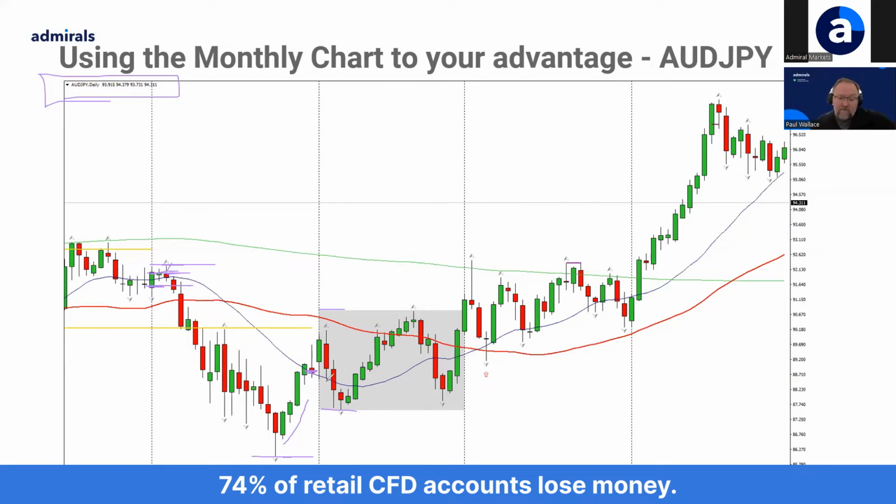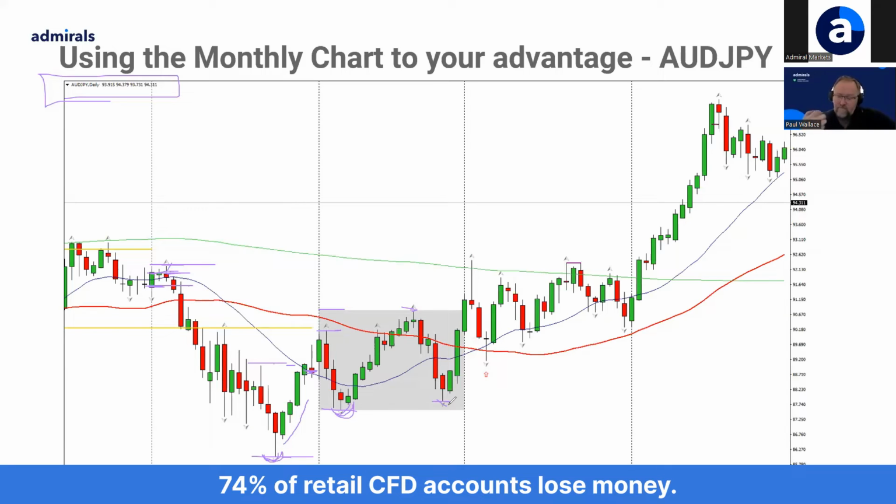Okay, it's swinging back and forth. What I am interested in though is we have a low here, then we have a higher low. Then we've had a higher high. Here we have a higher high. Here we have a higher low. So this is just confirming my monthly chart.